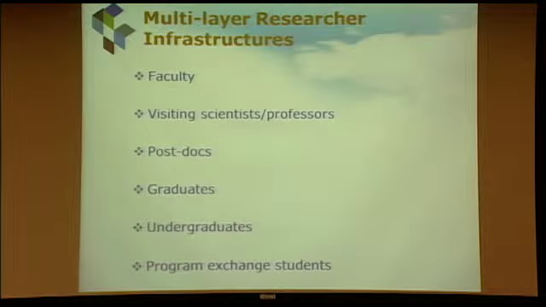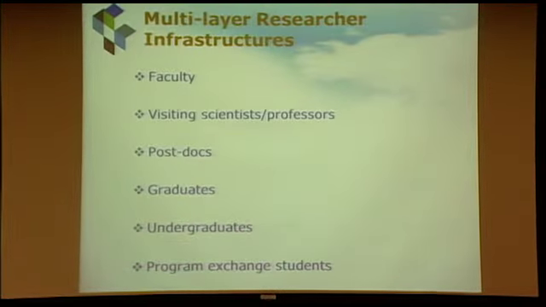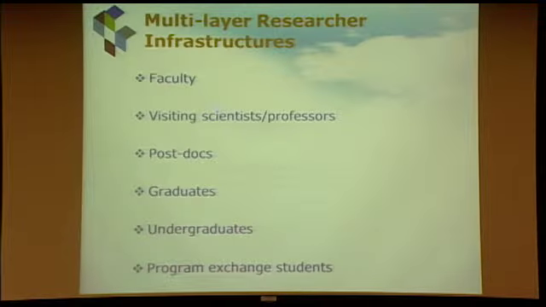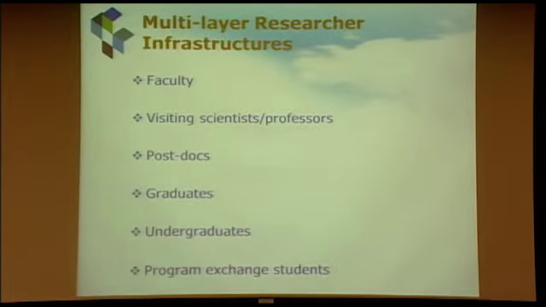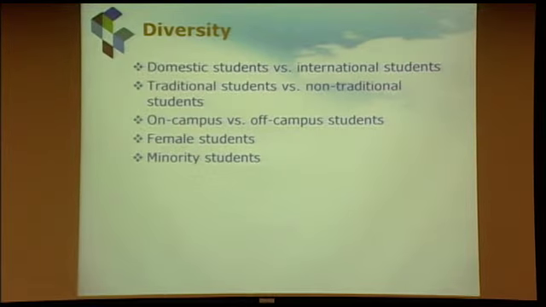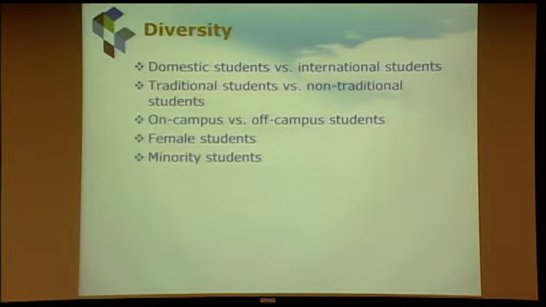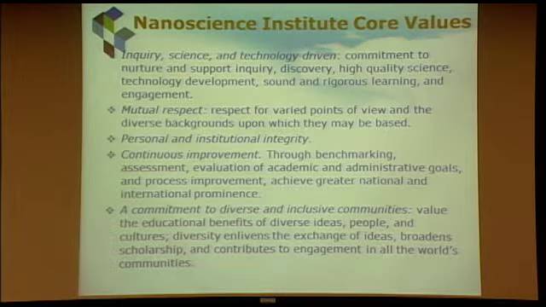Eventually, you want to form this multi-layer structure. At the top, you have the faculty. Then you have visiting scientists and professors, and then postdocs, graduate students, undergraduates, and some exchange students from other institutions or even other countries. After you form this, you have a lot of flexibility to do different levels of research at different depths, so that we can tackle things more effectively. Diversity is big. I think in New York City we have a lot of opportunities on that. And this is just the philosophy of what we should have as a working place.